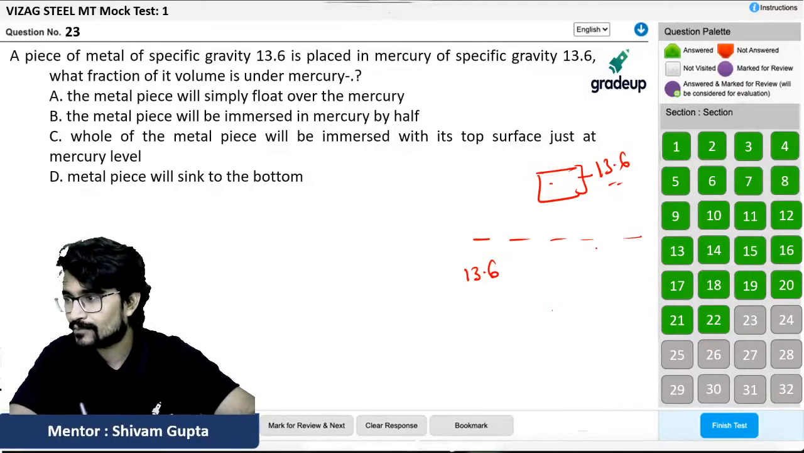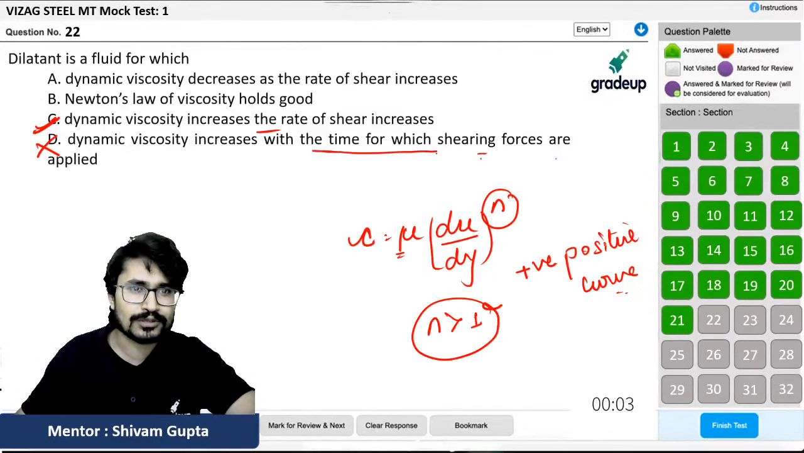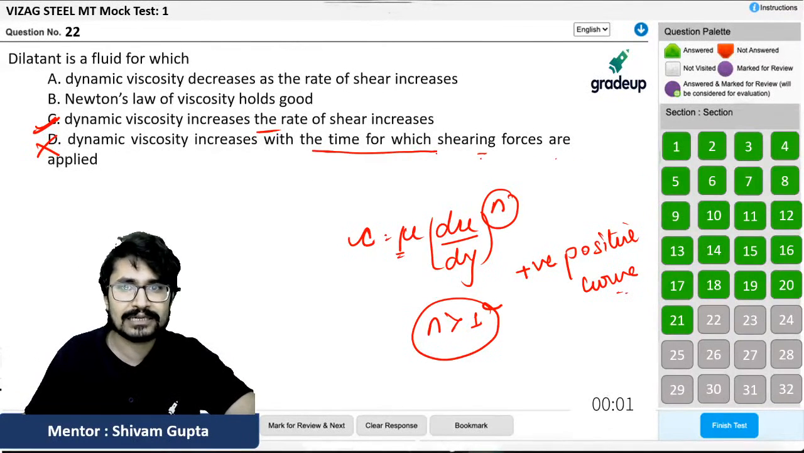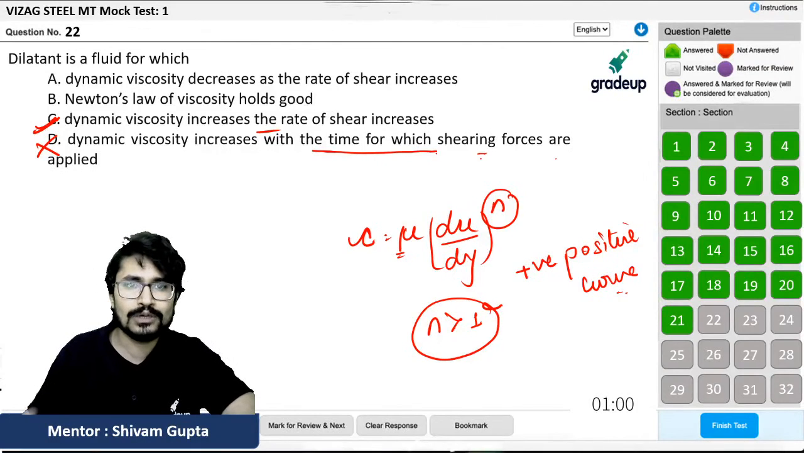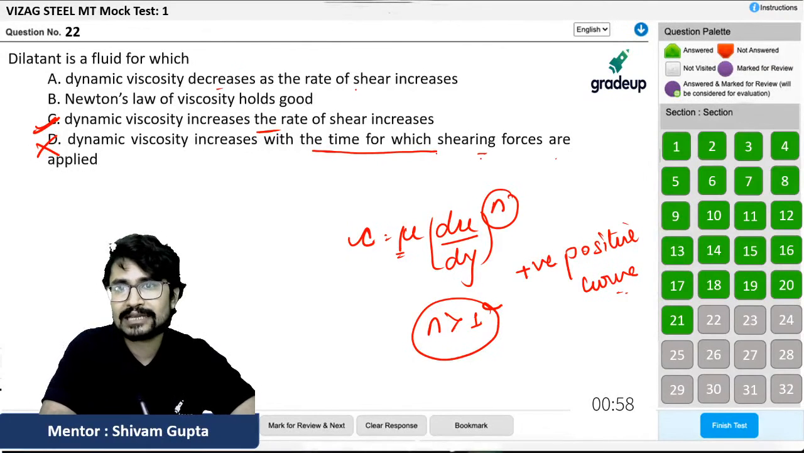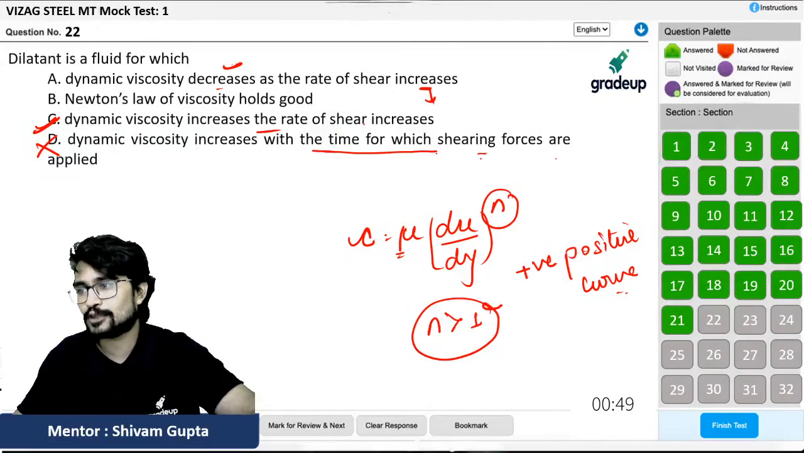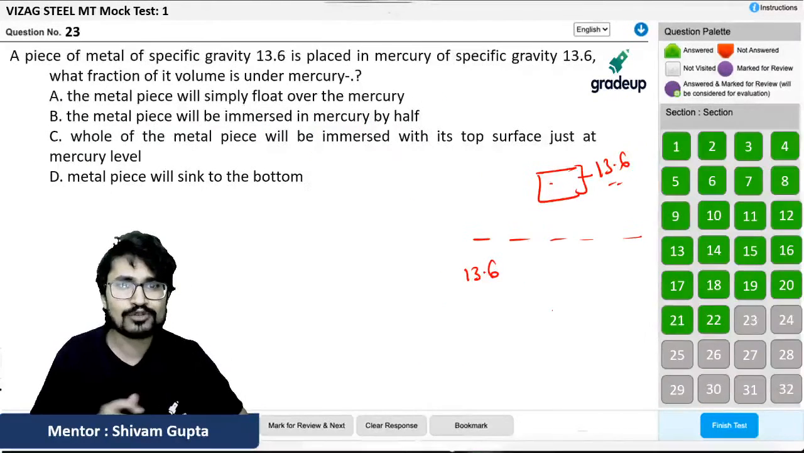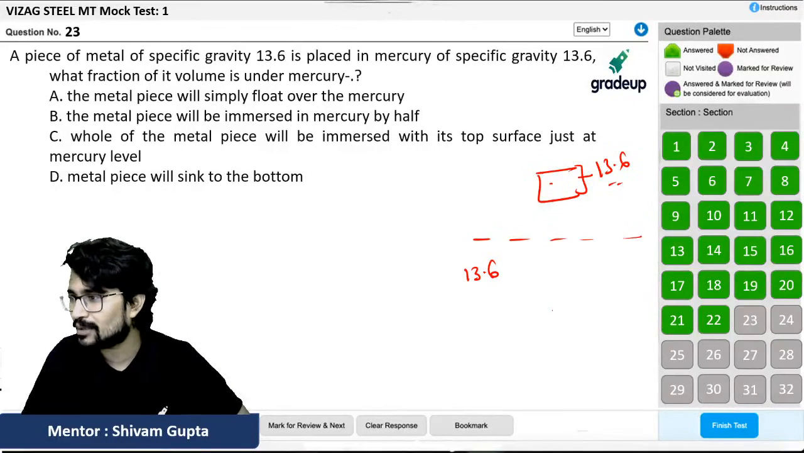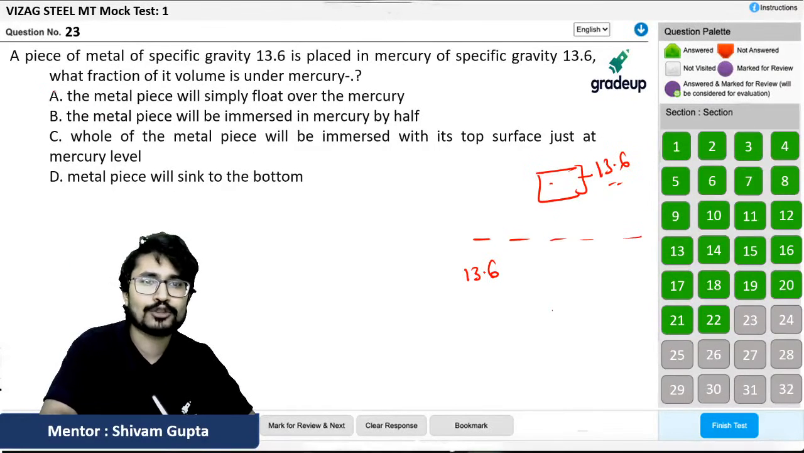Okay, A also holds good, that dynamic viscosity decreases with the rate. No, here it decreases as the rate of shear stress increases. No, on decreasing the dynamic viscosity, shear stress will also decrease. So option number A will not be the correct answer. A piece of metal will simply float over the mercury. No, option number A will not be the correct answer.